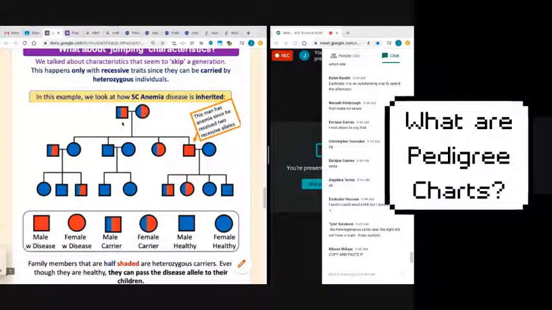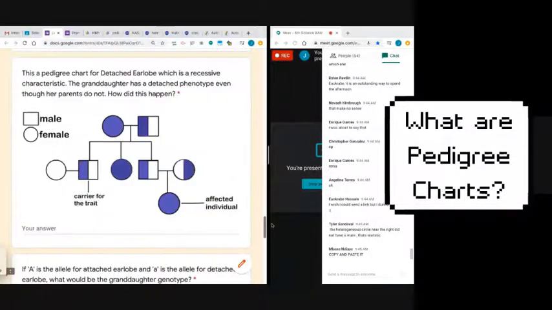All right, so let me just make sure, heterozygous people are the only people who can be called carriers, and they're called carriers because they carry that recessive allele to a person who has the recessive characteristic. Now, this is going to make it even simpler.